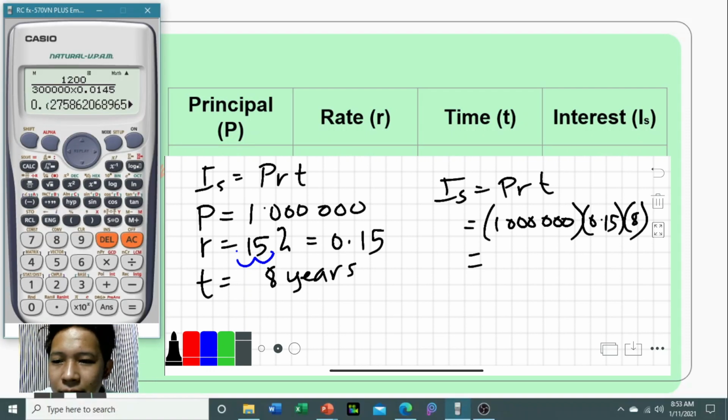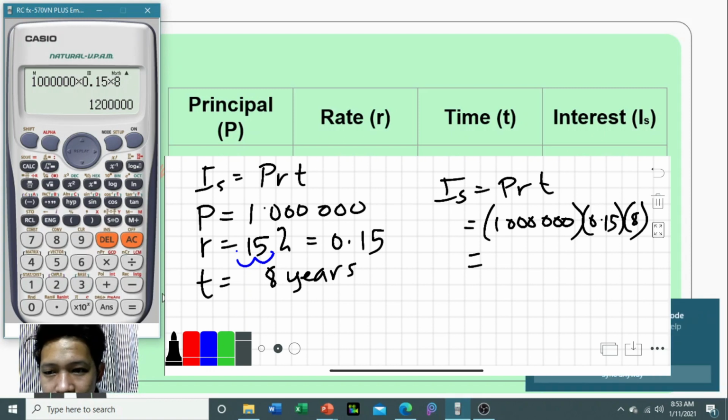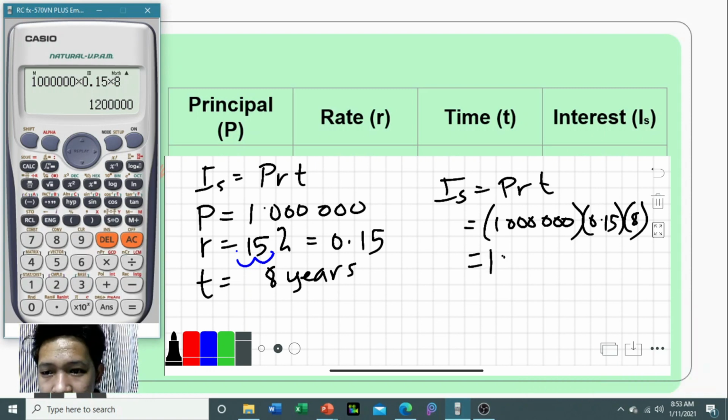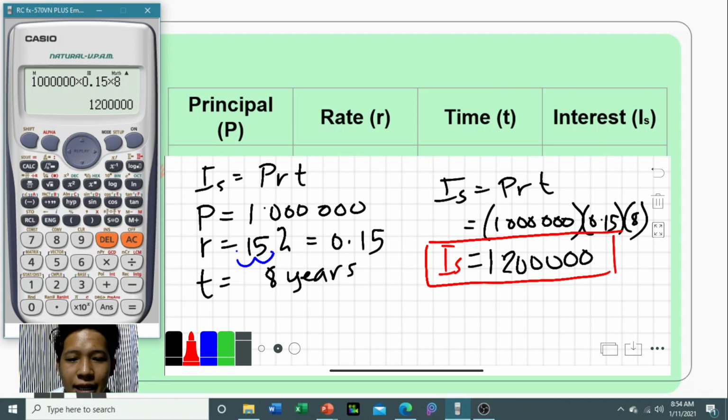And then, substituting all the necessary values, we have I sub S equals PRT, to which P is equivalent to 1 million, the rate is 0.15, and our time is 8. And then, by plugging it into our calculator, that is 1 million multiplied by 0.15 multiplied by 8. Okay? And that will yield 1,200,000. Okay? So, magtataka kayo, sir, bakit po medyo malaki po yung simple interest natin kaysa sa principal? Pwede po yung mangyari kung matagal yung time at mataas yung rate. Okay po? So that's how we solve simple interest.